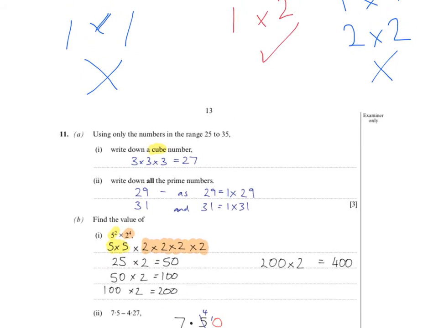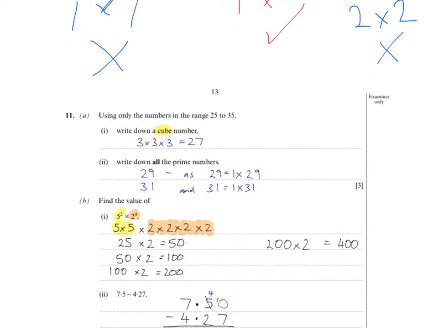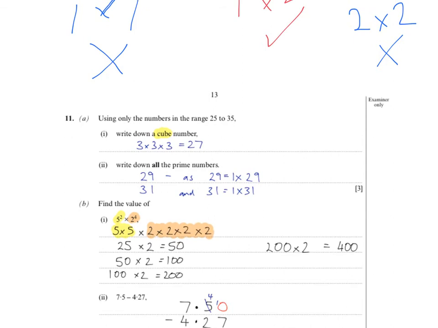But can you see there, I've just written down what I was doing. You wouldn't have to. You could go straight to that answer if you wanted to. It's 5 times 5 times 2 times 2 times 2 times 2. Next, 7.5 subtract 4.27.